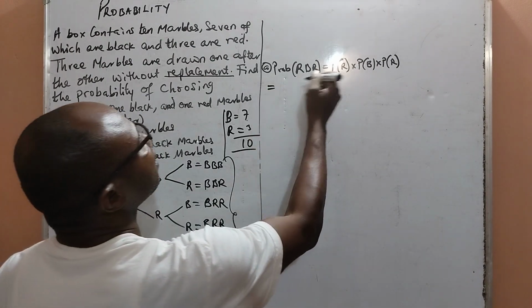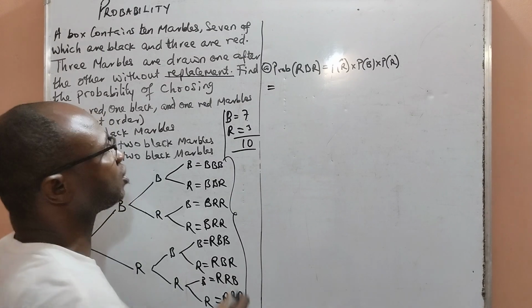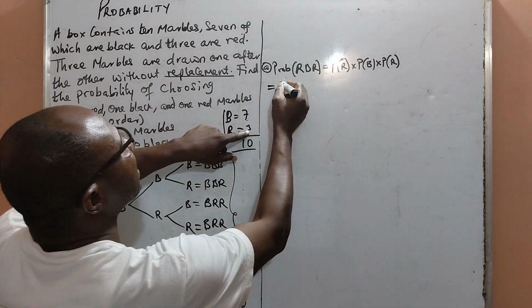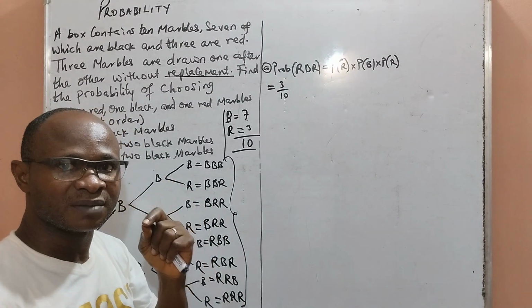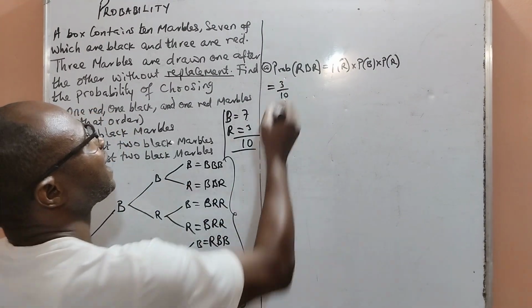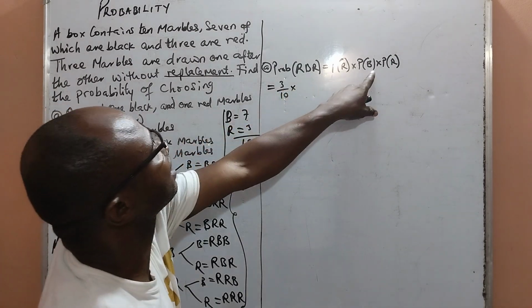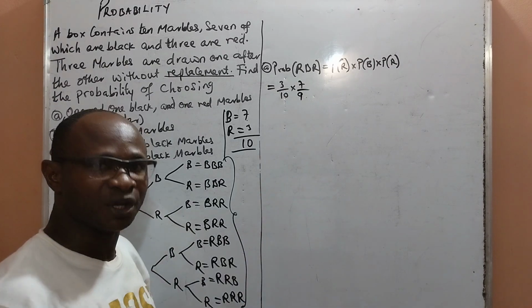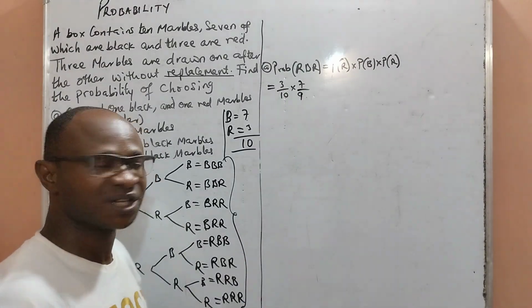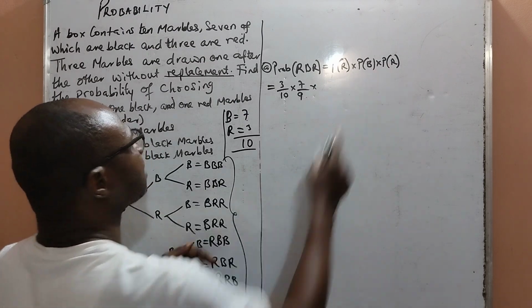Therefore, solving this, the number of red balls required over the possible outcomes. The number of red balls is 3 out of 10. So when I pick the first one, a red ball, it is 3 out of 10. Multiply by, pick the second one, it is black, and black is 7 out of 9, because the first one I did not replace. Then for the third time, I pick red again.